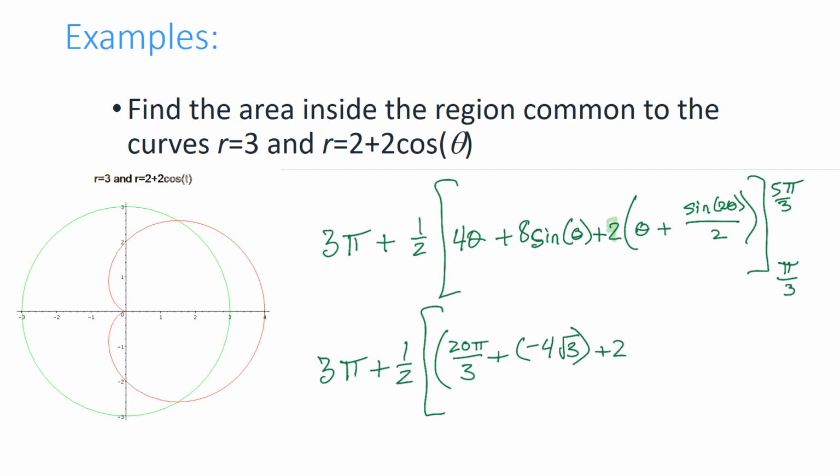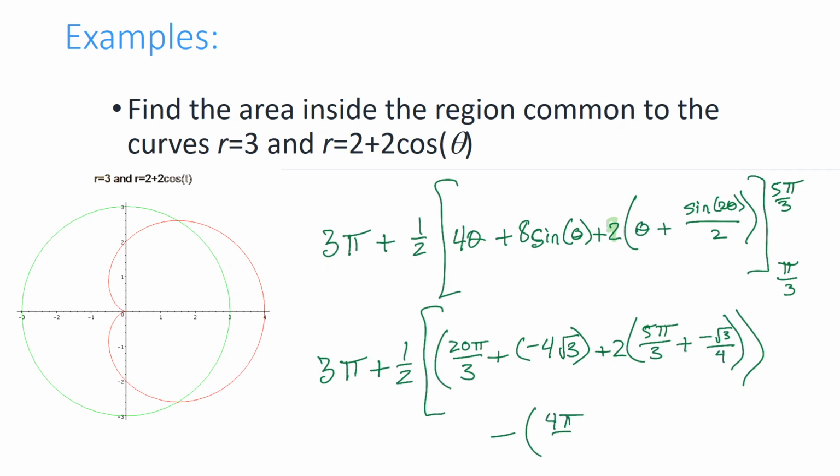And then I've got theta plus the sine of 2 times 5 pi over 3, which is 10 pi over 3. And that also has a sign that is negative radical 3 over 2. So this is going to be negative radical 3 over 4 because there's a 2 there already. That's just the upper limit. I've still got to do the lower limit.